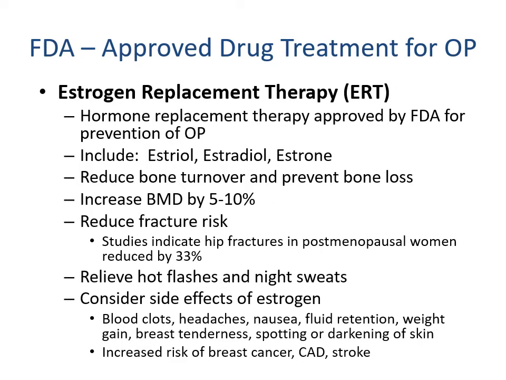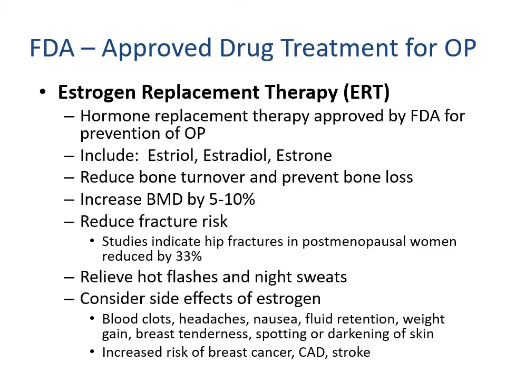So looking at treatment options, we do have some FDA-approved drug treatments. We have estrogen replacement therapy. This is hormone replacement therapy approved by the FDA for the prevention of osteoporosis. This includes estriol, estradiol, or estrone, and these can reduce bone turnover and prevent bone loss. They can increase bone mineral density by 5 to 10%, reducing fracture risk, and studies have indicated that hip fractures in postmenopausal women were reduced by 33%. They may also relieve hot flashes and night sweats.